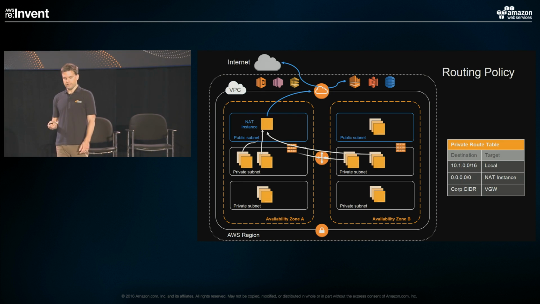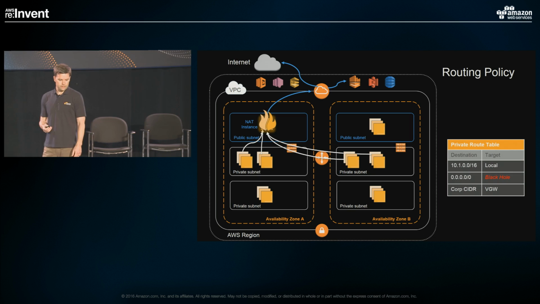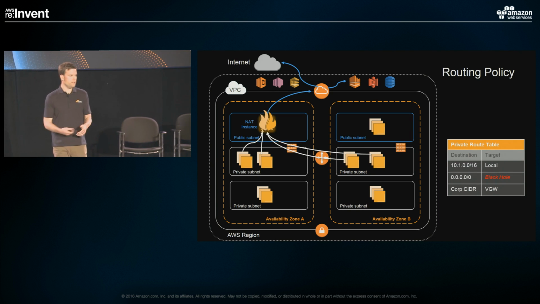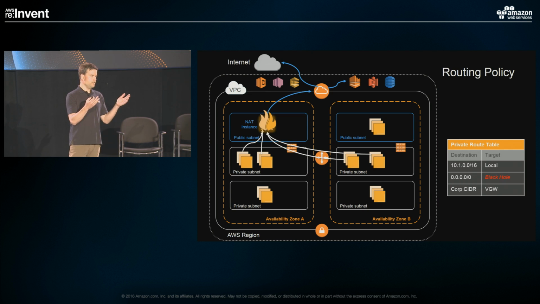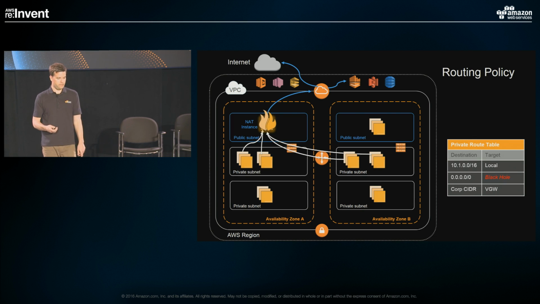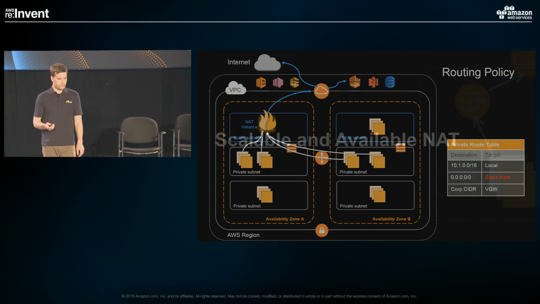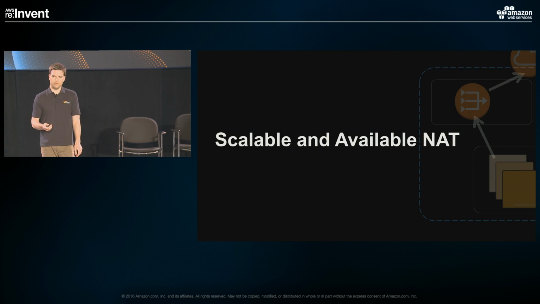The problem with that is scaling, is that as your traffic increases and your requirements to get out through this NAT instance, it's a single point of failure. It has a dedicated amount of bandwidth. So it's not scaling. It's a single EC2 instance, and eventually you're gonna burn the thing up. So how do we do scalable and available NAT?